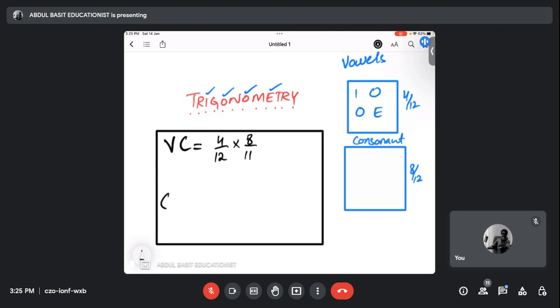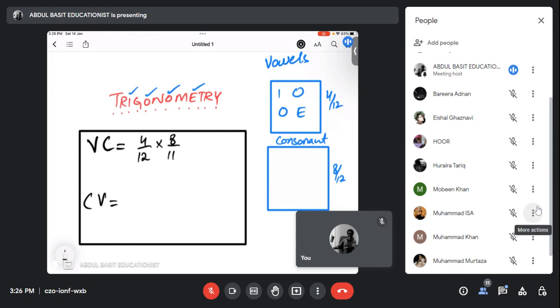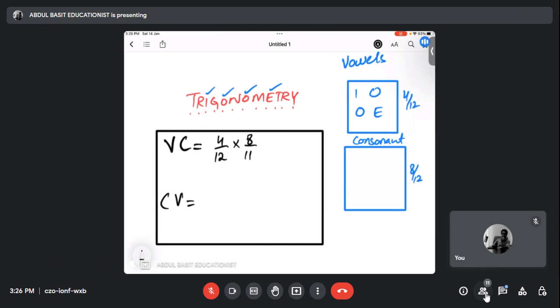Rida, pick a consonant first and then a vowel. Pick the consonant first. Make it quick. Noor, can you hear me? Yes, sir. Okay, pick a consonant first and then a vowel. 8 by 12. Okay, consonant is 8 by 12. Now that consonant is in your hand. Now the total is 11 cards in the bag. How many of them are vowels? 4. Yes, because you picked a consonant, you did not pick a vowel. Did everyone understand? Yes sir.